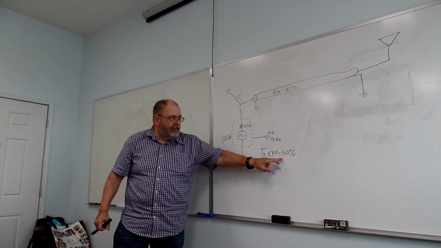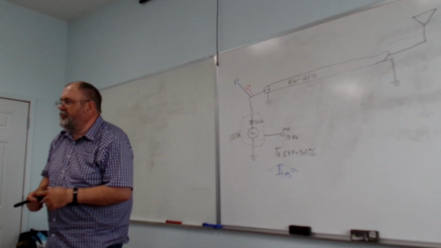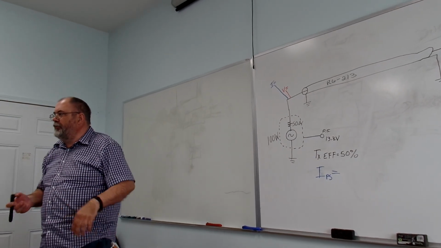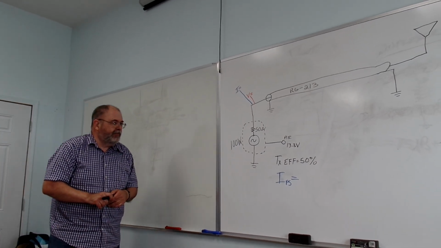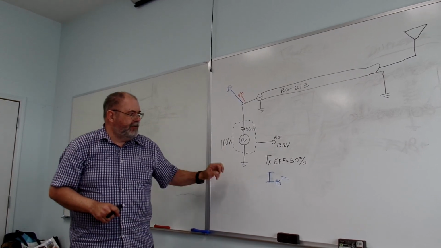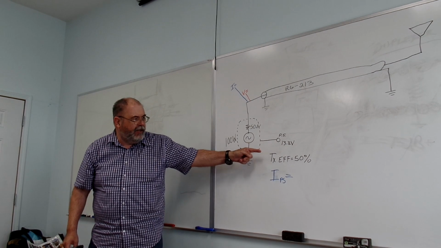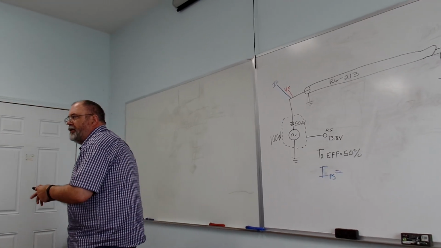Transmitter efficiency is 50%, which is probably a little better than 50% with a modern transceiver, but let's say this is an old one from the 1980s. So first off, if it's a 100-watt transmitter and we only get 50% efficiency and a 13.8 volt power supply, how much current do we have to provide to put out 100 watts? Calculate.